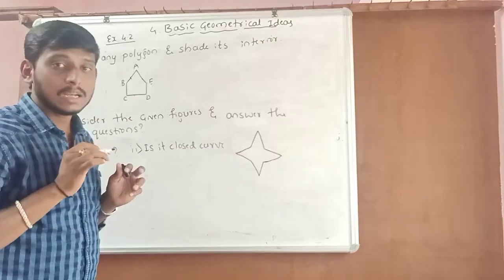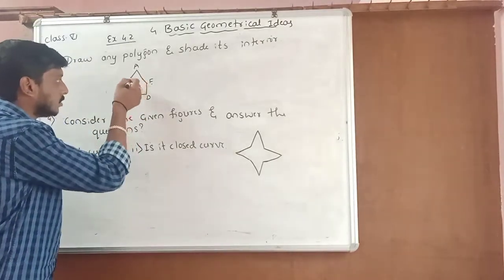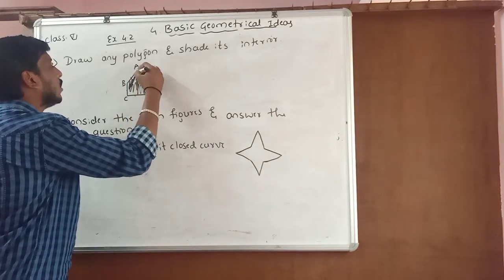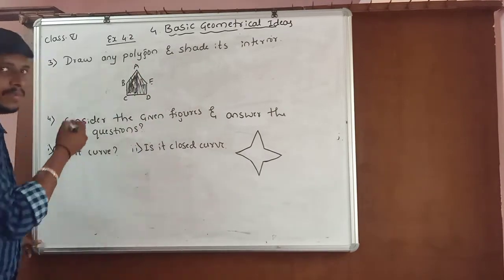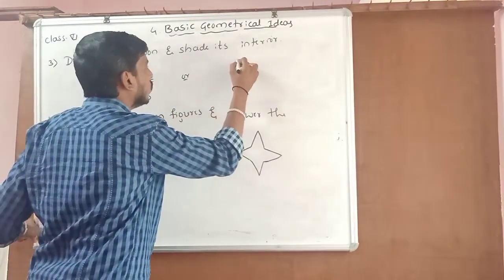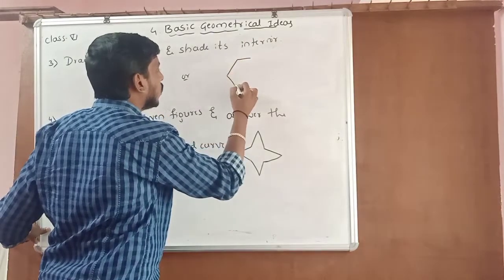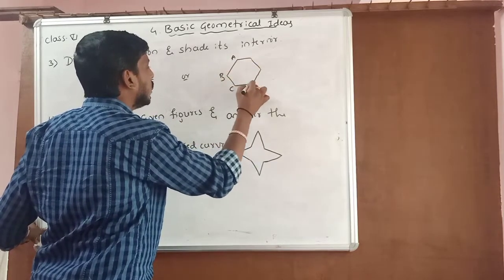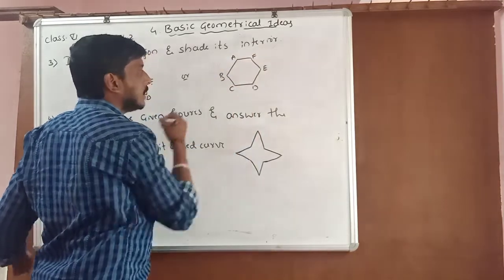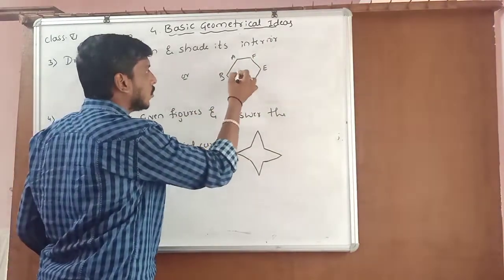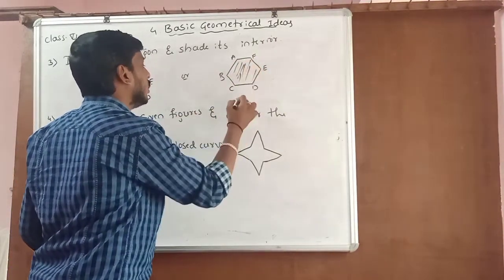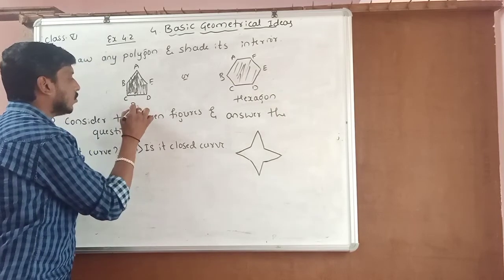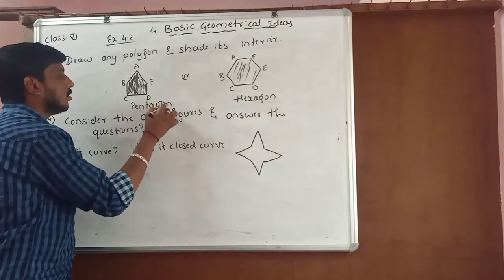Shade its interior part. What do you mean by interior part? Inside that figure. So shade it like this. This is the answer for the third question. If you are not interested, you can go for one more polygon. How many line segments does this have? Six line segments. Which one is it? Hexagon. So name it: this is a hexagon and this is a pentagon. You can draw any one.